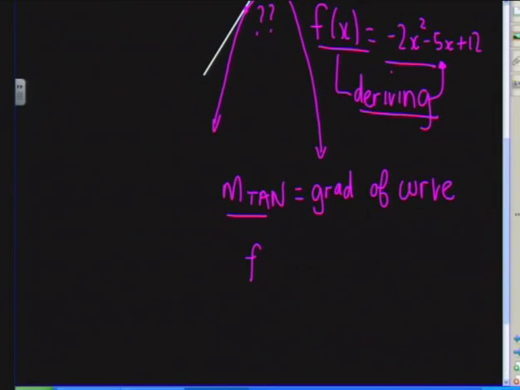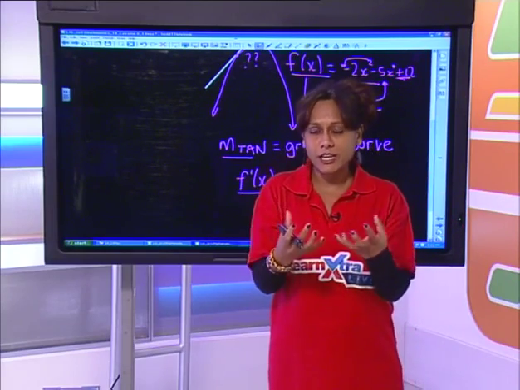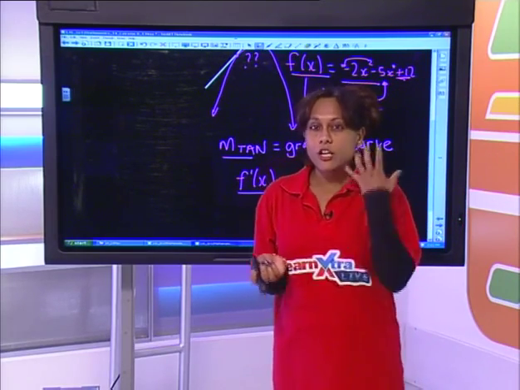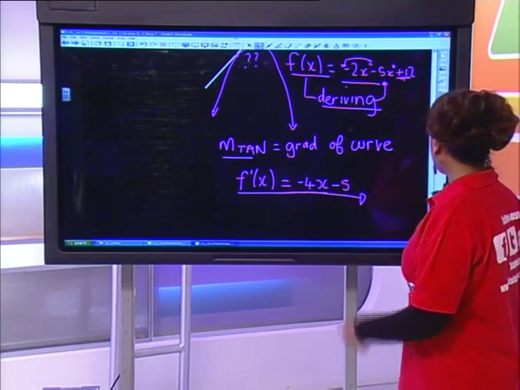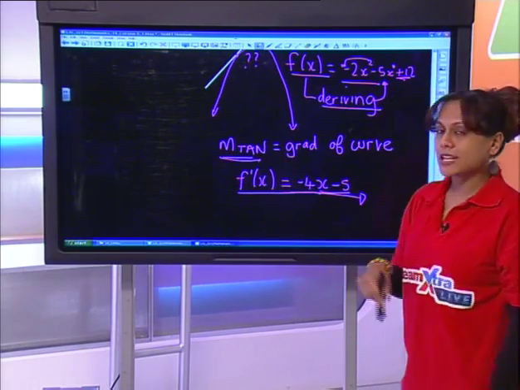So I'm going to find the gradient of the curve by deriving, using our rules for deriving. So it's going to become minus 4x. The power of the second term is just 1, so it's going to be minus 5. And then obviously the derivative of the constant is 0. So therefore the derivative of the curve is minus 4x minus 5. But remember, this derivative of this curve is not just the derivative of the curve, it's got a special name. It's called the gradient of the curve. So therefore this gradient of the curve, minus 4x minus 5, must be equal to the gradient of the tangent at the point of contact.